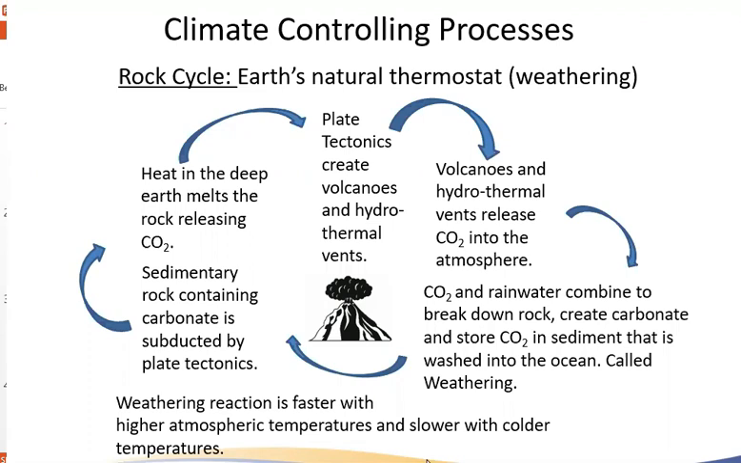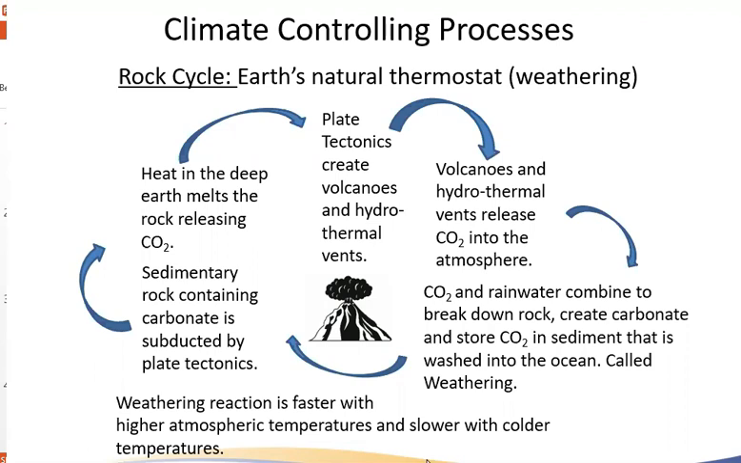So carbon dioxide removal through weathering is faster with elevated temperatures, as warm air can hold more water, okay? And therefore, there can be more rain, which produces more weathering. Weathering is slower with colder temperatures, as cold air can hold less water, so there is less rain and therefore less weathering. And so with less weathering, the existing volcanoes can get ahead of the process and put carbon dioxide back into the atmosphere.